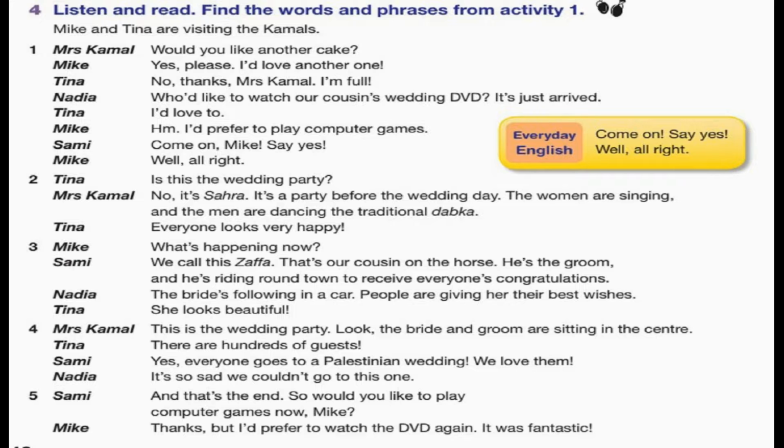Look, the bride and groom are sitting in the centre. There are hundreds of guests. Yes, everyone goes to a Palestinian wedding. We love them. It's so sad we couldn't go to this one. 5. And that's the end. So would you like to play computer games now, Mike? Thanks, but I'd prefer to watch the DVD again. It was fantastic.